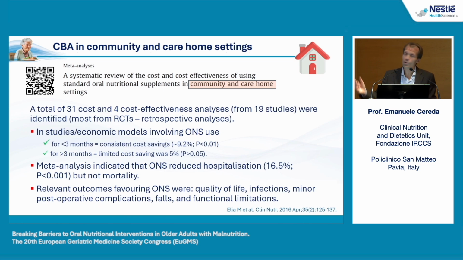And good evidence is available also for the community, at the home care setting. We have meta-analyses that demonstrate that we have a reduction of the number of hospitalizations. We cannot reduce mortality, but we can reduce the cost related to unexpected or unintended hospitalization. We can improve quality of life, the rate of infection, the reduction of post-operative complications, falls, functional limitations. But we have to consider that most of the evidence is related to short-term intervention. The major problem of long-term intervention is the compliance. So we do need to implement effective strategies in the short term that enable us to improve the outcome and are also cost beneficial for the patient.